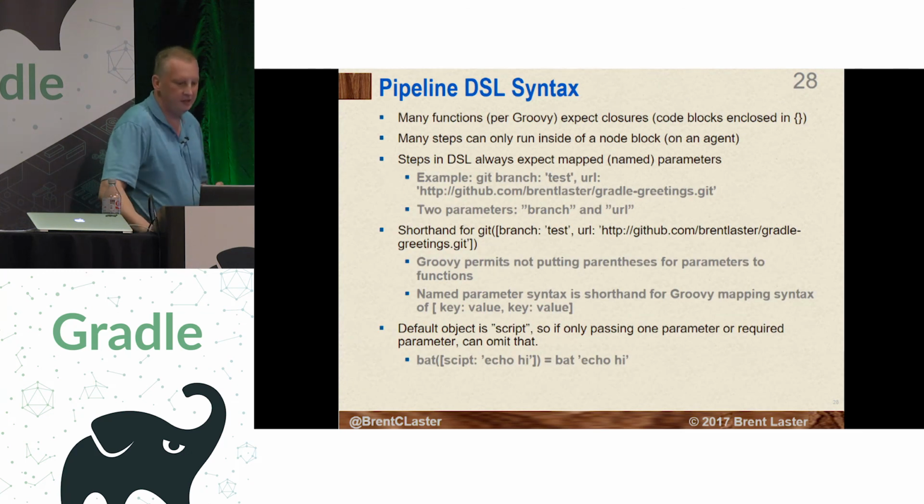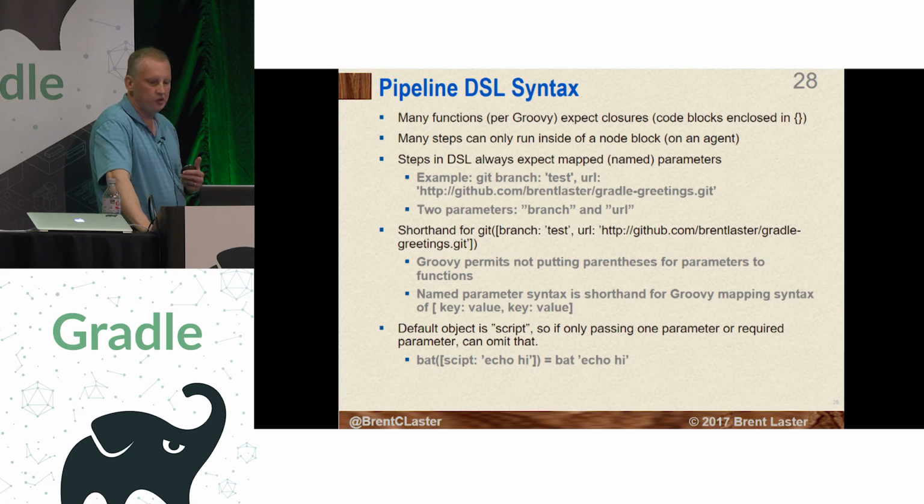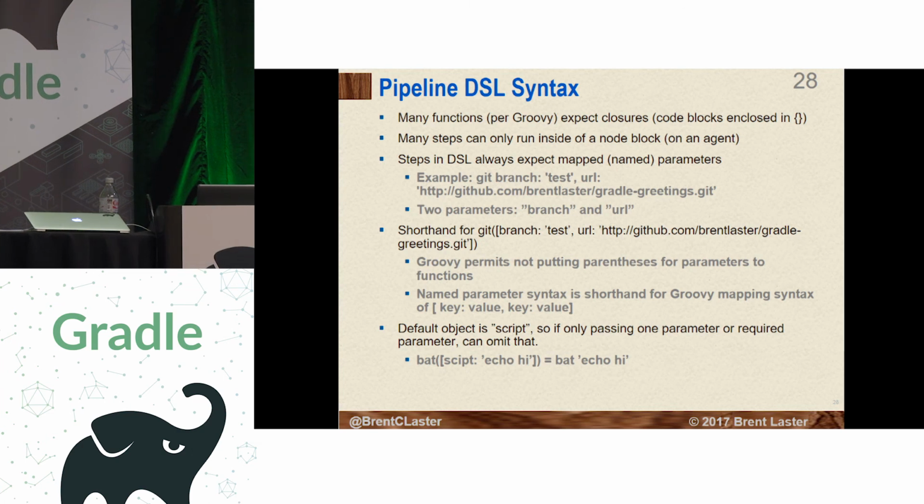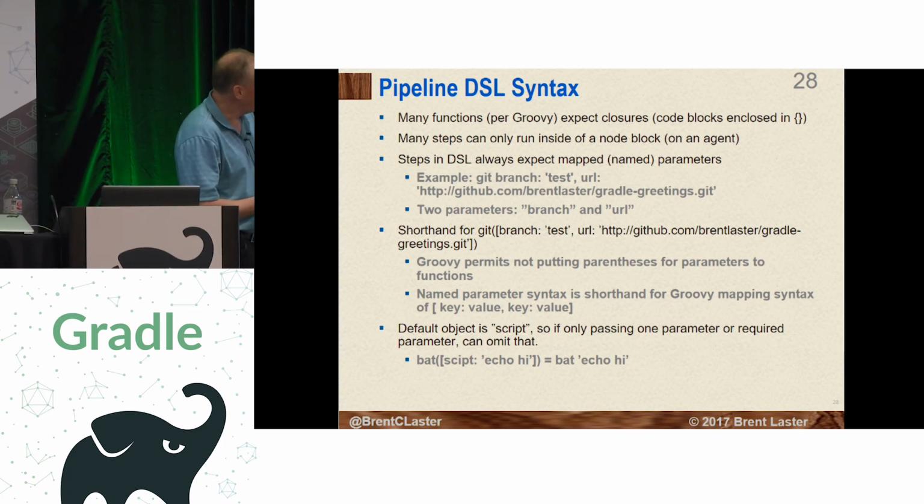Quick note about the pipeline DSL syntax. Many functions per Groovy expect closures. Many of them can only run inside of a node block. We're talking about the specific steps out there. Steps in DSL always expect mapped named parameters. What we mean by that is if you have to specify multiple parameters, like in this case the git branch, it expects to have a name and a value, branch colon test, URL colon the path out here.